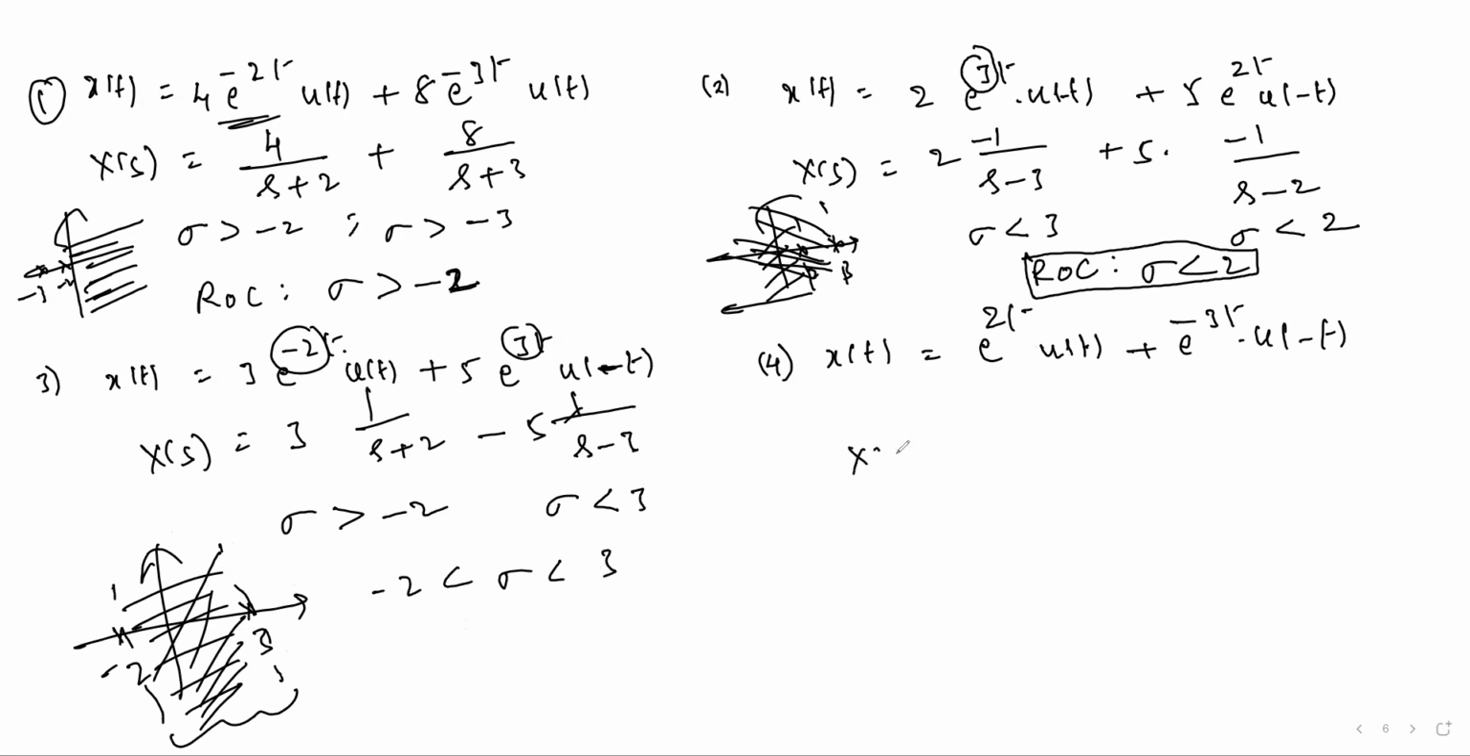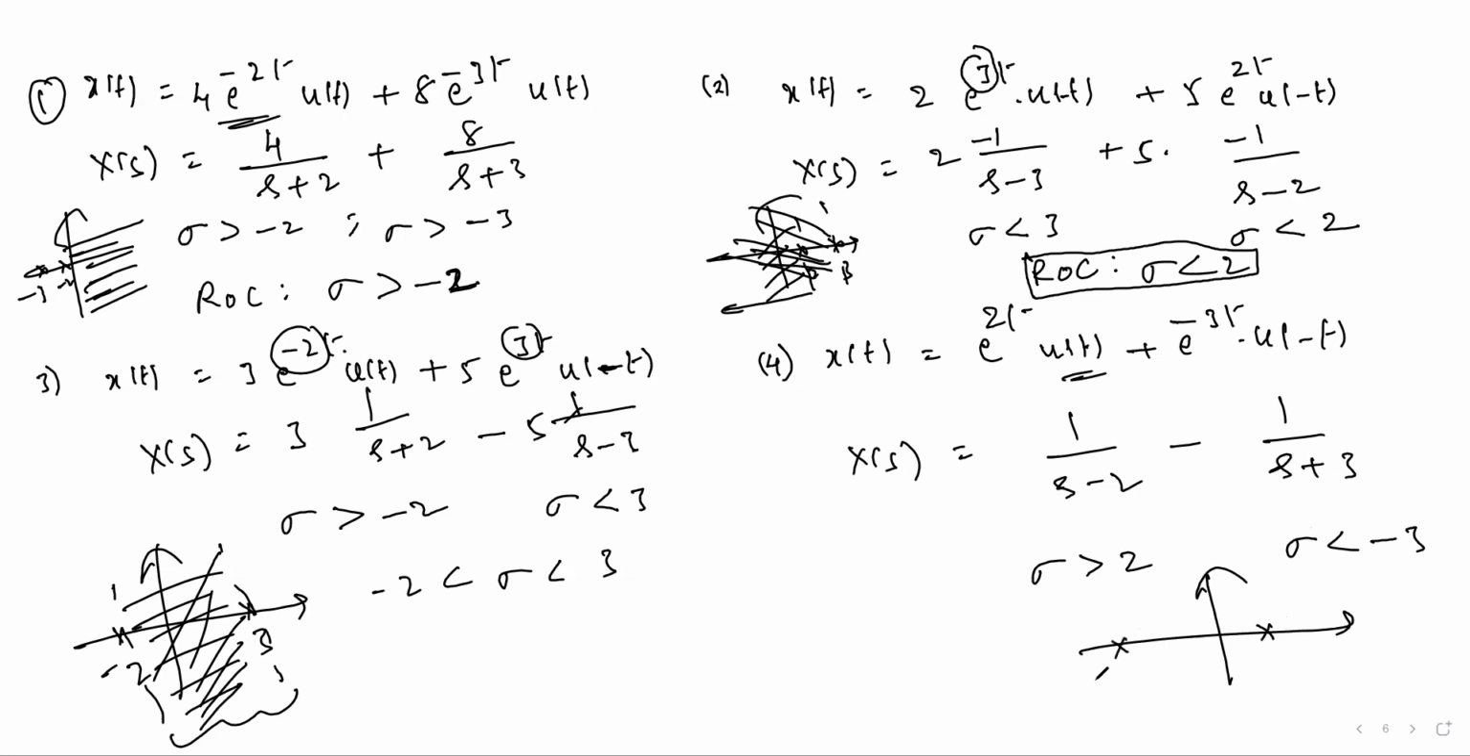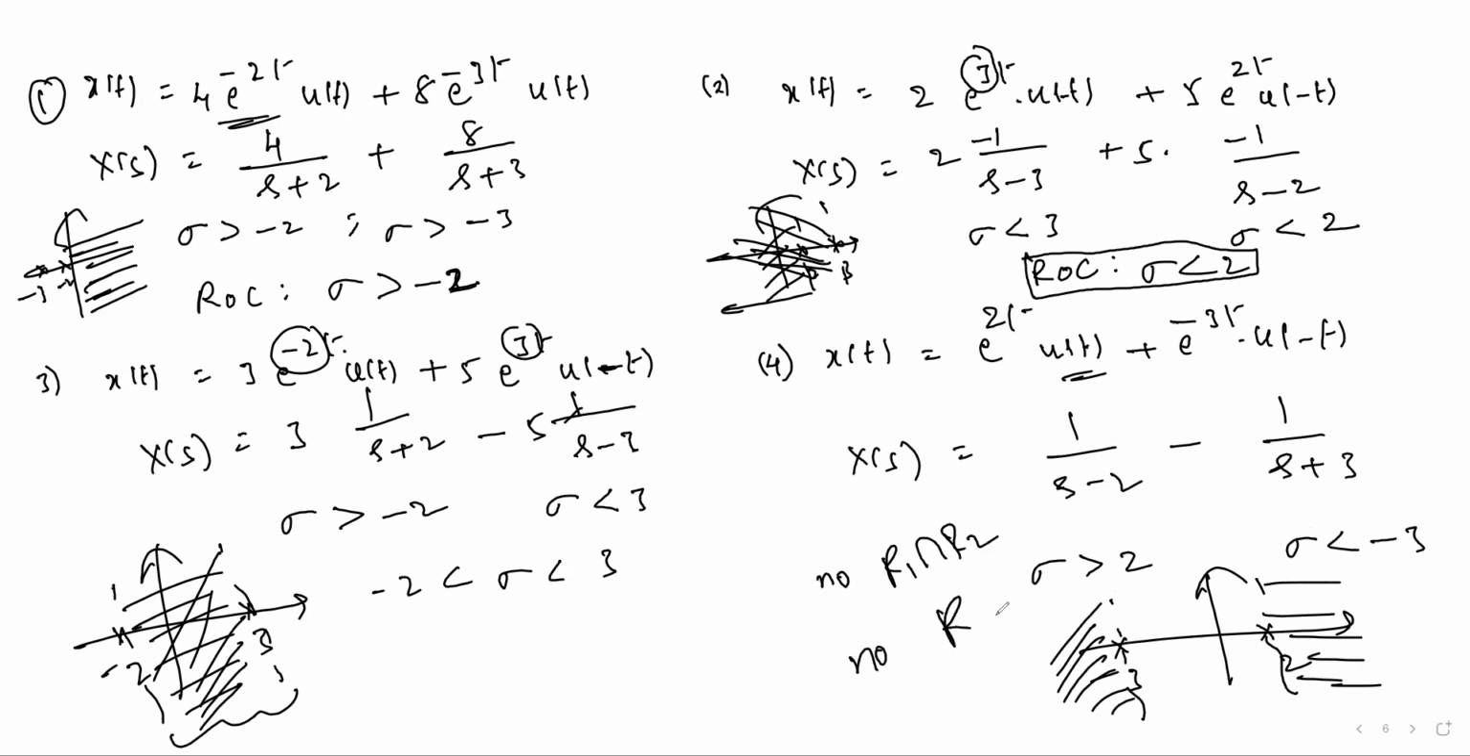Fourth signal, x of s. This is 1 by s minus 2 minus 1 by s plus 3. Here sigma value, right side signal, so greater than 2. This is left side signal, sigma less than minus 3. Observe, greater than 2, less than minus 3. Where is the intersection region? No, R1 intersection R2. So no ROC.